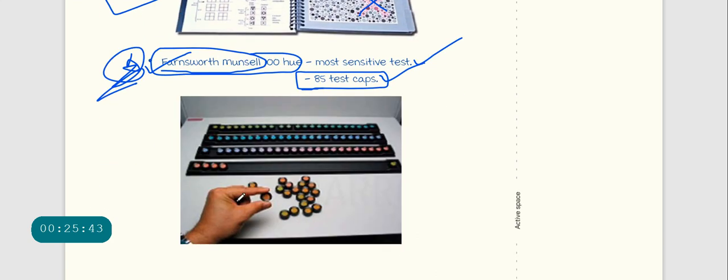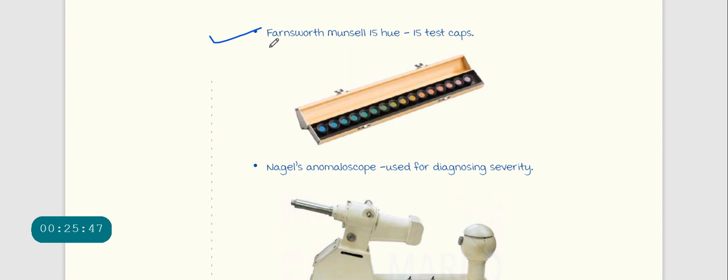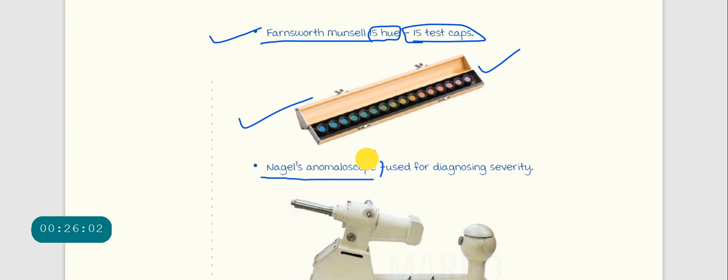Placed like this. Another examination is Nagel's anomaloscope, and it is used for diagnosis of severity. It appears like this. Some other tests are also there, but the most commonly used is this.